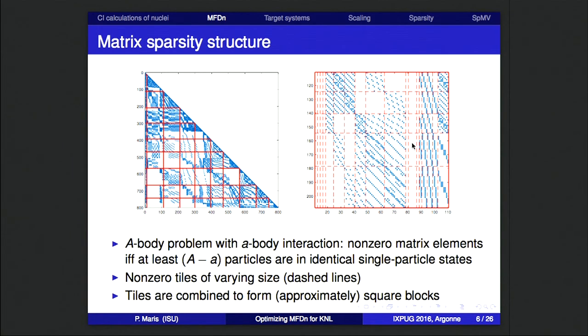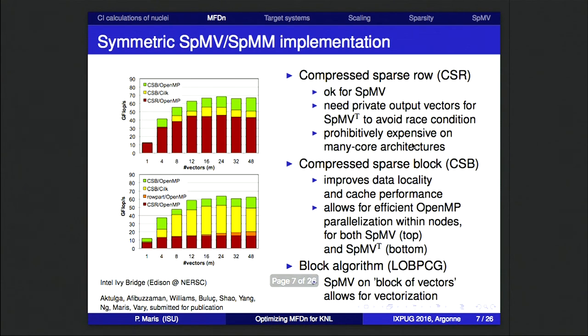This is a blow up, I think, of that square there. And then we combine these into approximately square blocks for the actual SPMV and SPMM.